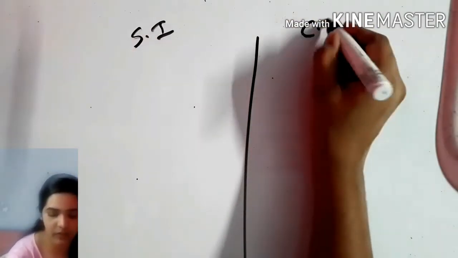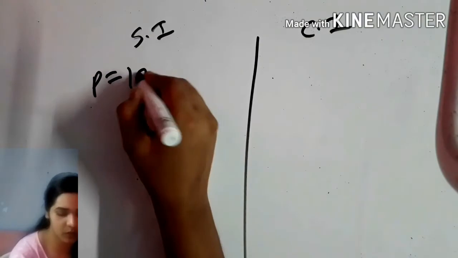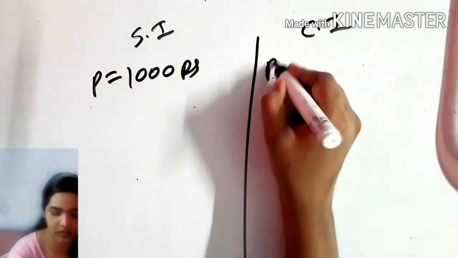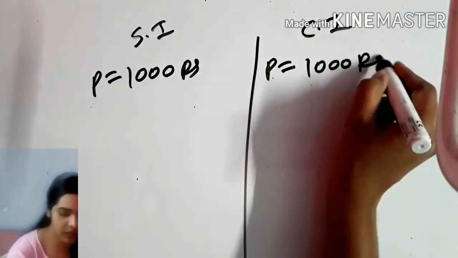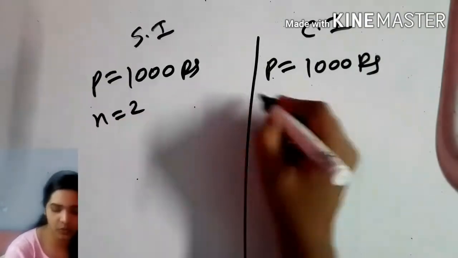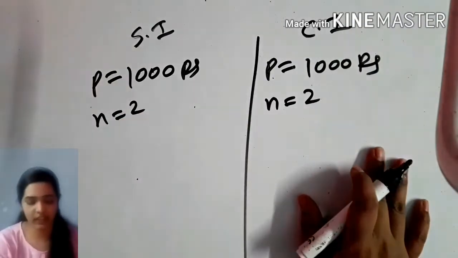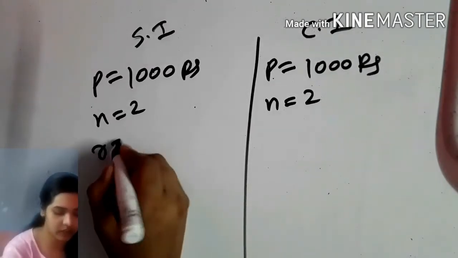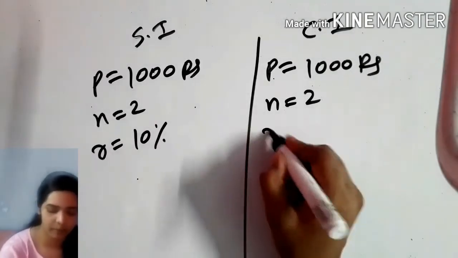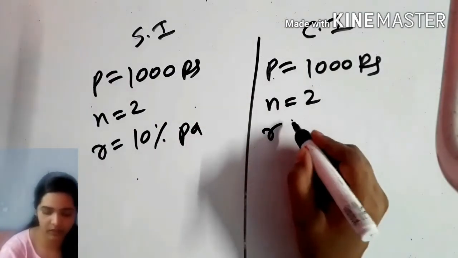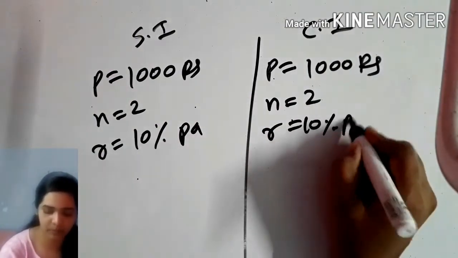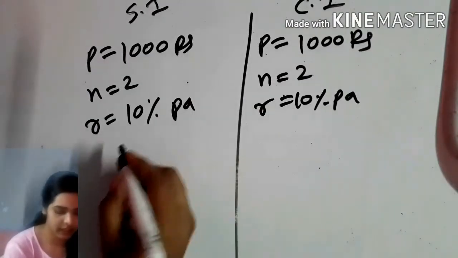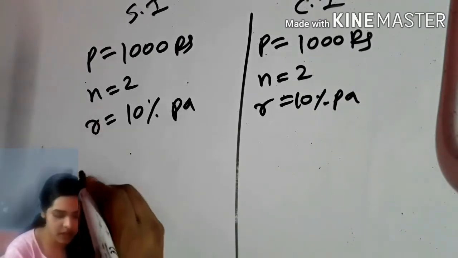Simple interest and compound interest, P is equal to 1000 rupees, same amount, N is equal to 2. In both I'm investing for 2 years. R is equal to 10%, 10% per annum. Then let's calculate SI.